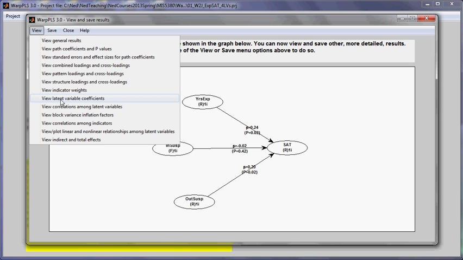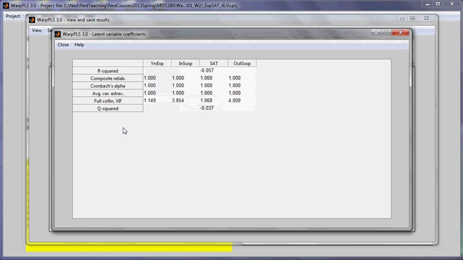So let me go to this view latent variable coefficients table, and let me look at these full collinearity VIFs. Typically, if I have only latent variables, that is, only variables that are aggregates of other variables, I would look for full collinearity VIFs that are lower than 2.5 ideally, and no greater than 3.3. For models that contain variables that are measured through one single indicator, or one single column in a data set, I'm looking at full collinearity VIFs that are ideally lower than 5 and no greater than 10. And I have all of the full collinearity VIFs lower than 5 here, so I can assume that collinearity is not a big problem here.